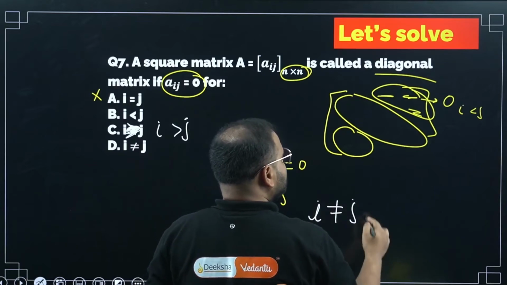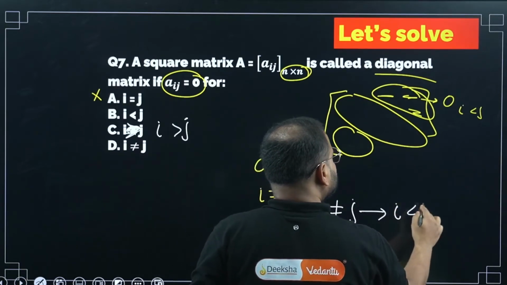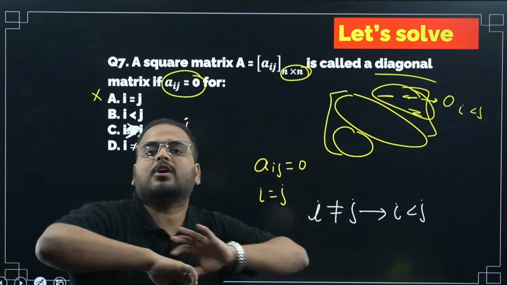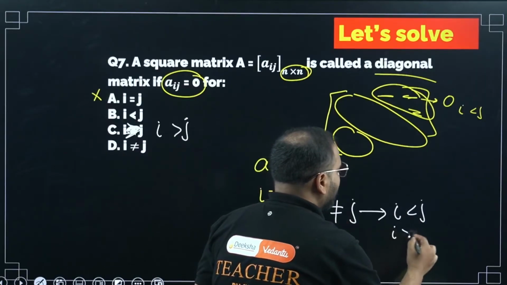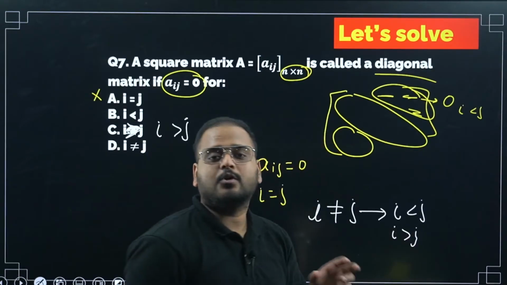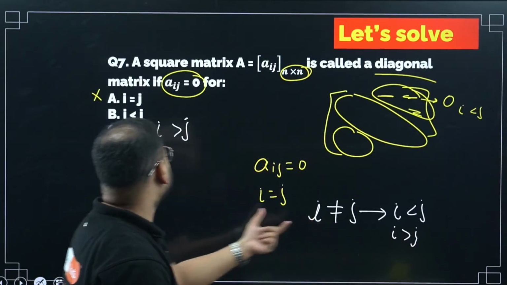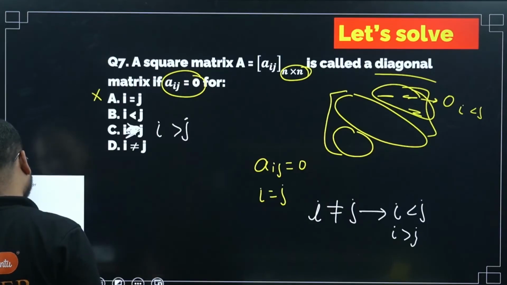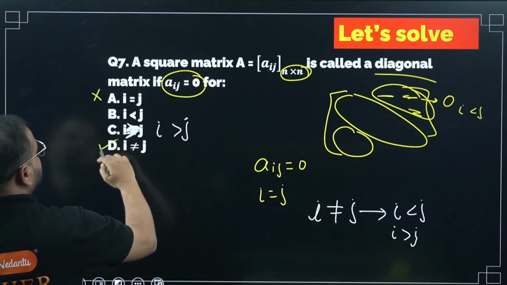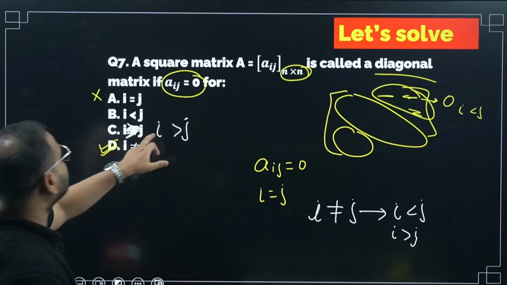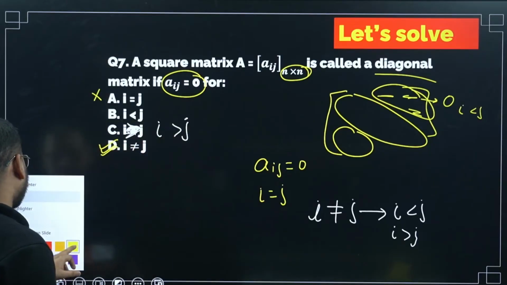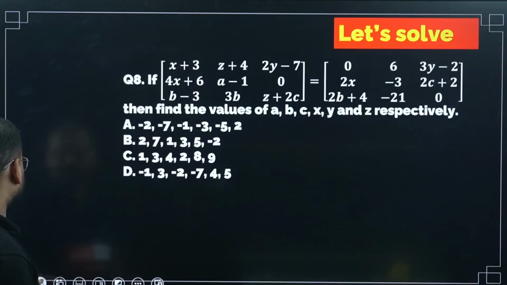Both of them will come when I take i not equal to j. If i is not equal to j, I have two options: i can be less than j, or greater than j. Not equal means less or more, so not equal is the better answer. What is the answer then? Answer is D. Just make this correction: i greater than j is there. Okay, let's go.